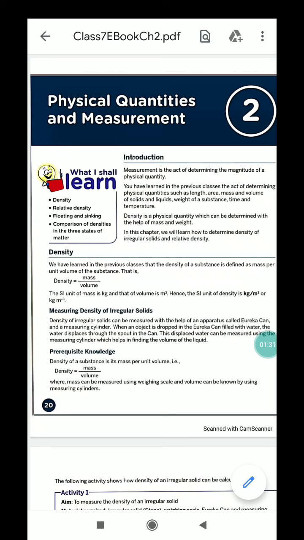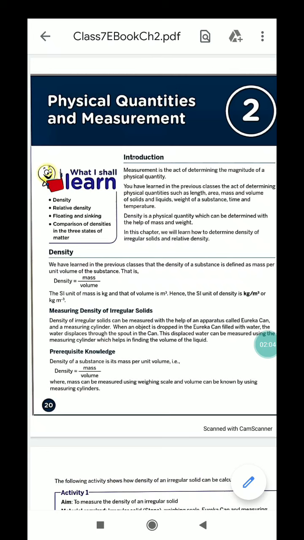In previous classes you have learned the act of determining physical quantities such as length, area and mass, volume of solids and liquids, weight of substances, time and temperature, which we have already read in class 6. Now today we will read density, a physical quantity which can be determined with the help of mass and weight. In this chapter, we will learn how to determine the density of irregular solids and relative density.